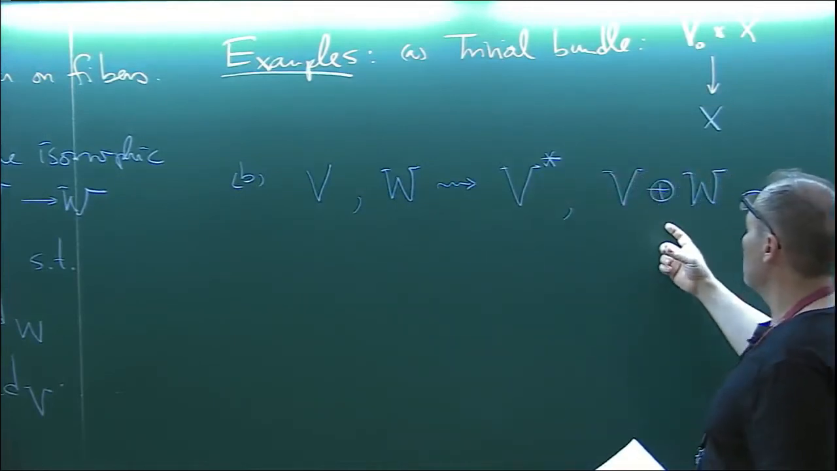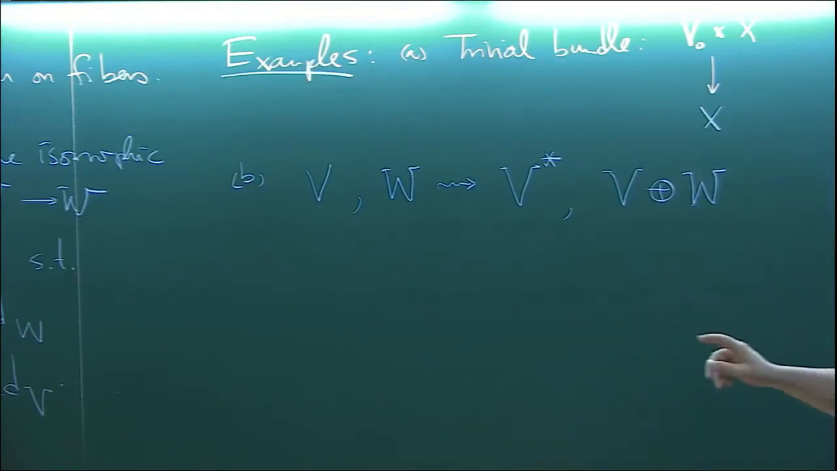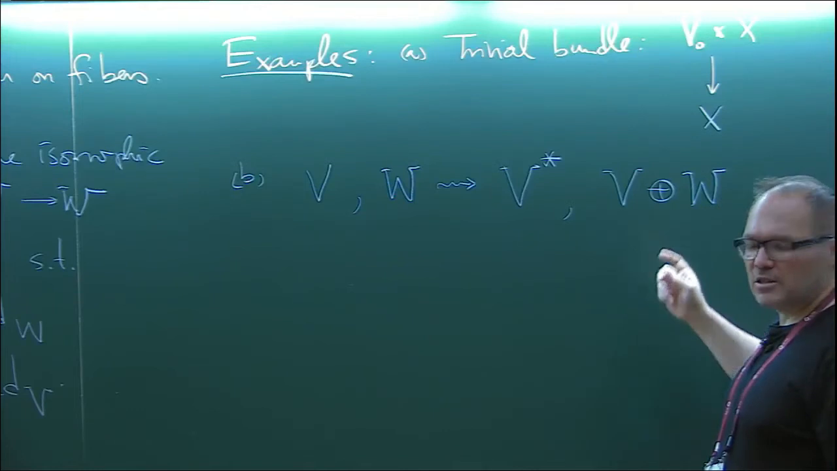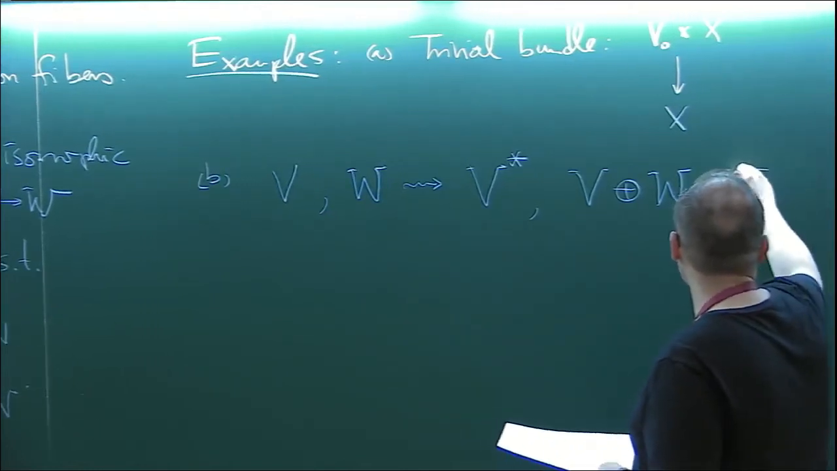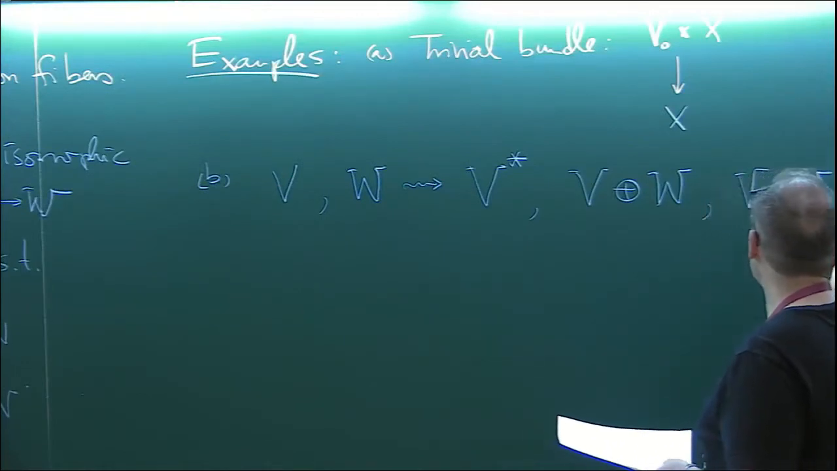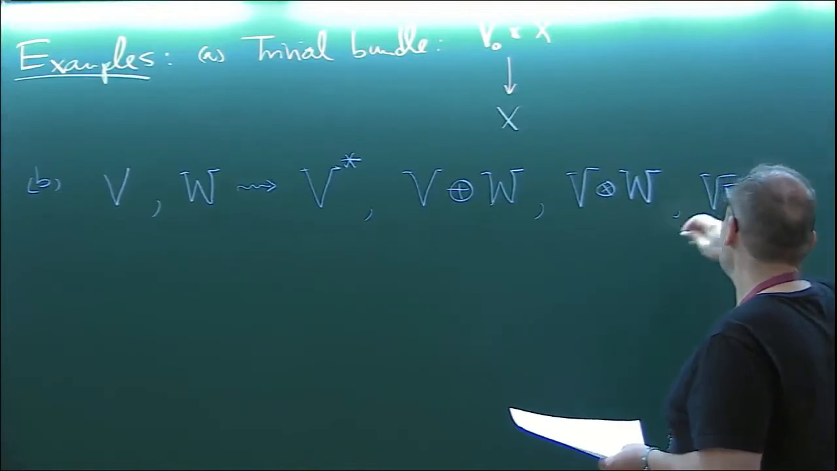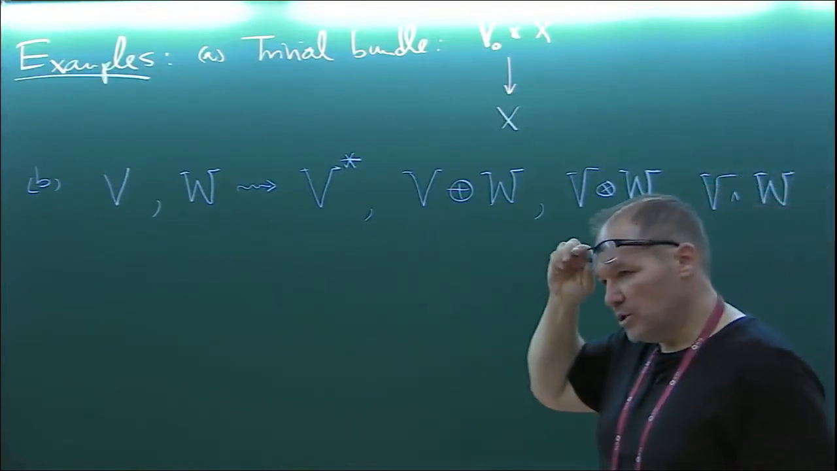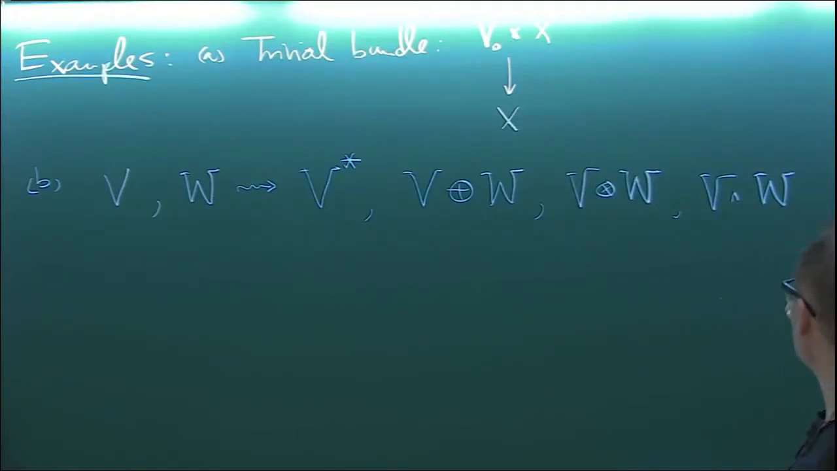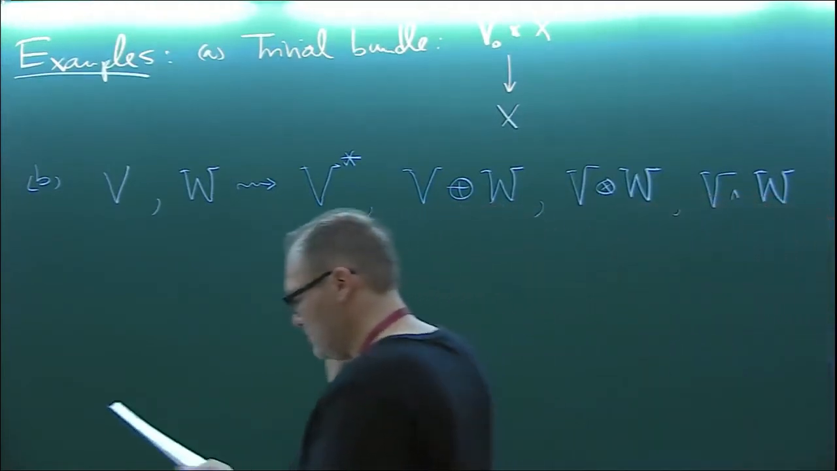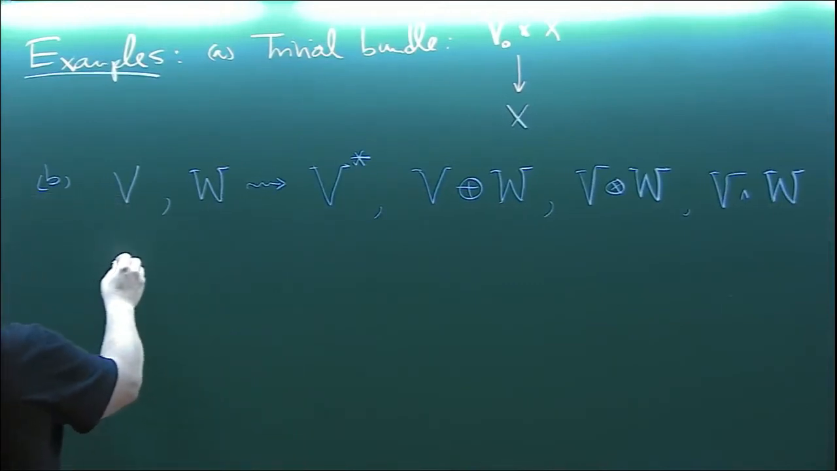So this is, as I said before, the fiber over a point x is just the direct sum of the vector spaces Vx and Wx. And you can form other kinds of bundles, like you can take the tensor product or the wedge product, which is formally like the tensor product. It's a quotient of it. So it's a skew-symmetric pairing. That's really more relevant when V equals W.